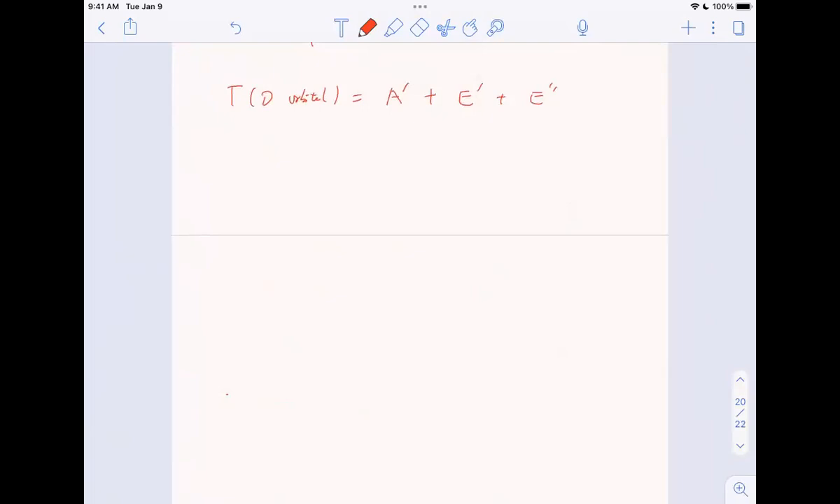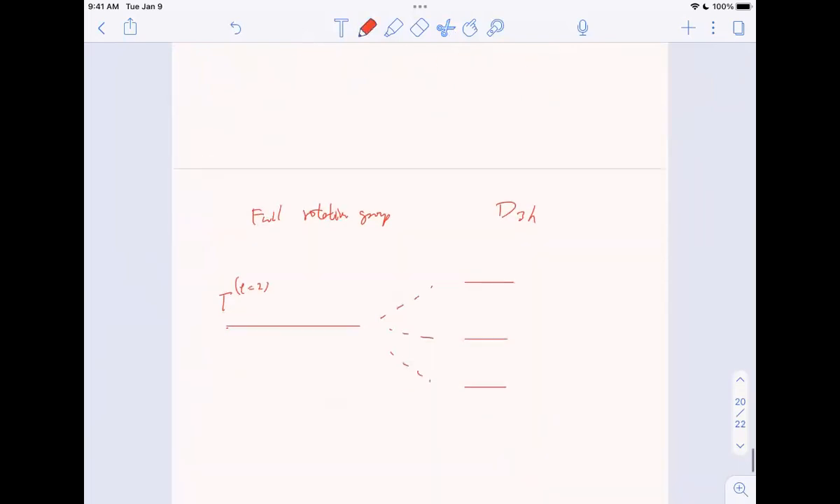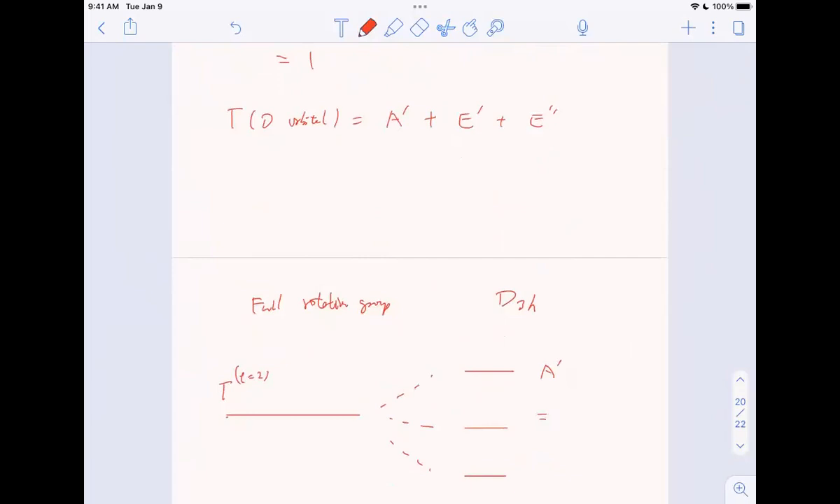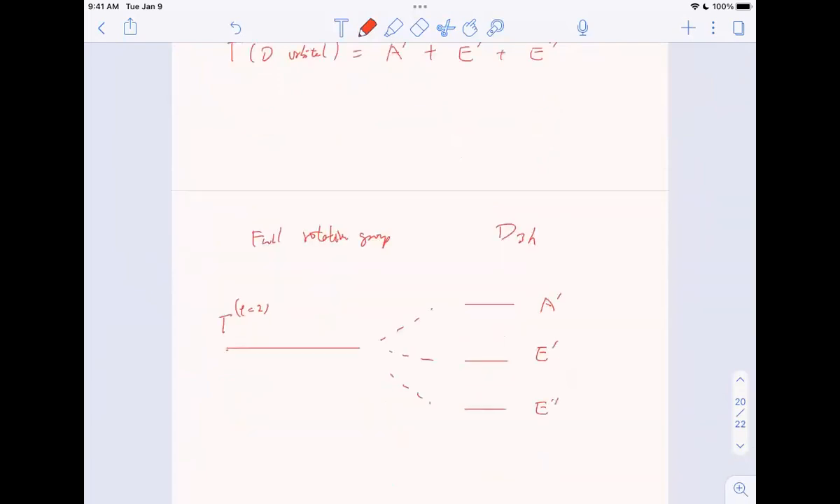So this is a sigma EL equal to 2 for full rotation group, and this will be D3H. So it will break into 3. Okay, so they will break into 3. It can be A prime, E prime, E double prime. Okay, so that is the main conclusion.